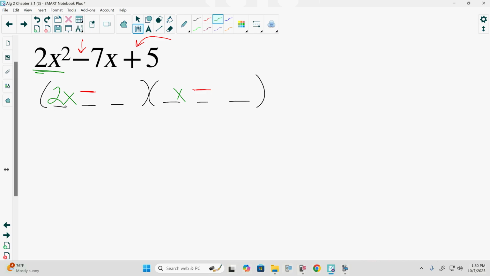Factors of 5 are 1 and 5. Do we have any other factors? No. Do we want to put the 5 in the first spot or second spot? Doesn't matter. Which one do you want to pick? Second.